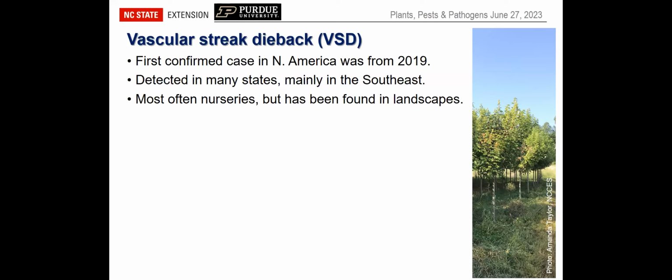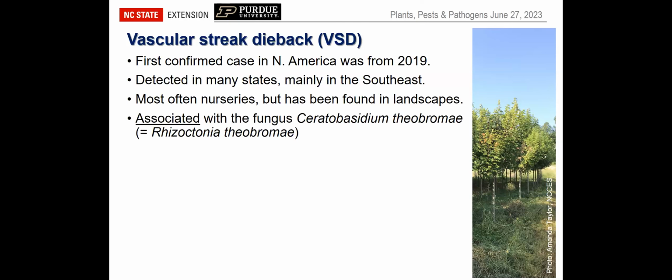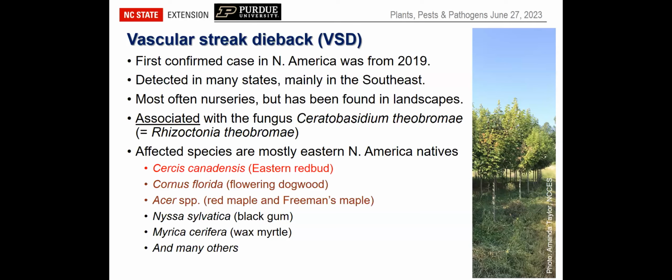What causes this? Well, it hasn't been technically proven by the criterion we use in plant pathology called Koch's postulates, but it's associated with, and I would say presumed to be caused by, a fungus called Ceratobasidium theobromae, although some people prefer to refer to it under the name Rhizoctonia theobromae. That's a whole other discussion. We don't know very much about it. Probably spreads through airborne spores. Lots of different species affected.